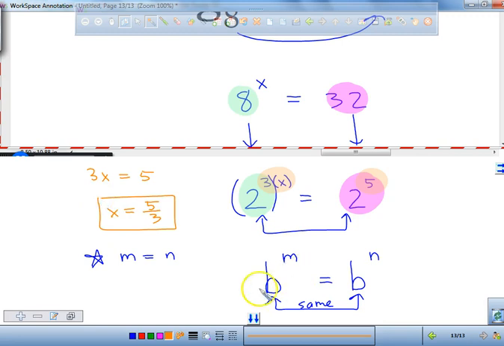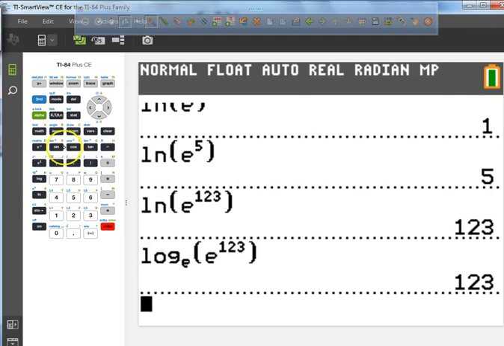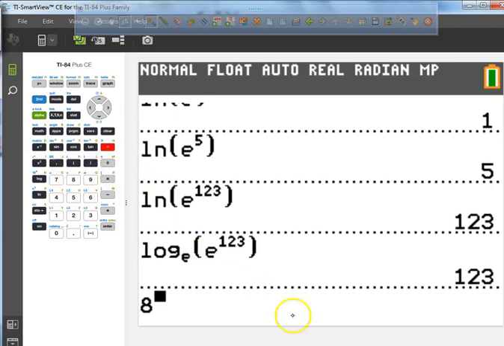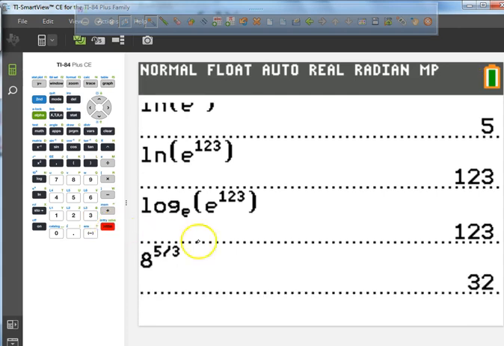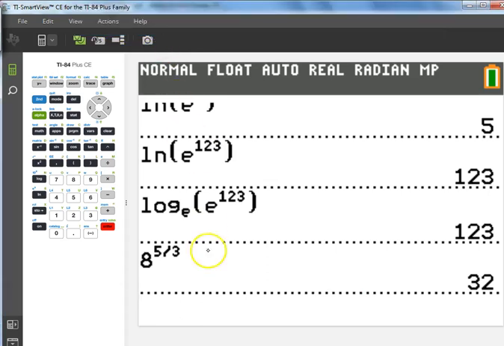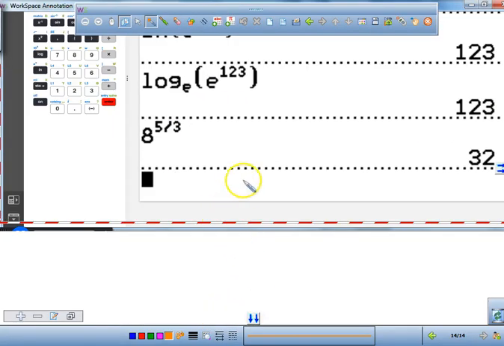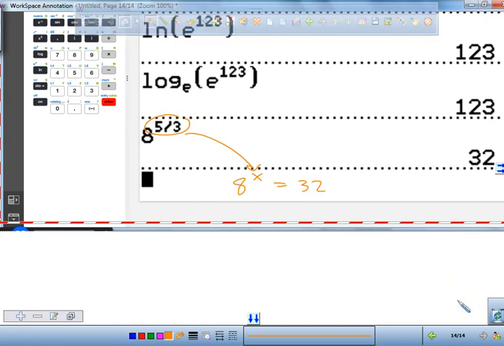Now how does that make sense? Let me show it. Take 8, raise it to the power of 5 divided by 3. You're not going to believe what you could do. So what does that tell us? That tells us we found, if the question was 8 to the power of x equals 32, what does x have to be? 5/2.